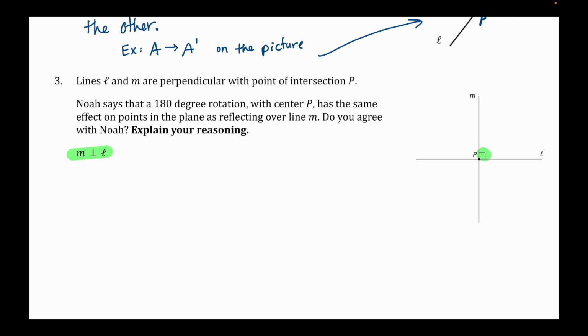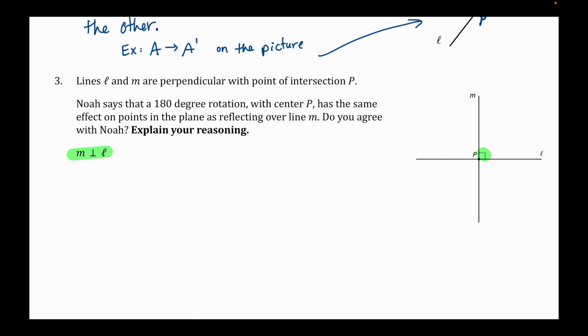Now, a reflection across a line is like creating a perpendicular bisector, and if we had one point, we would then be creating our other point. So if I had a point here, I would be creating a perpendicular bisection of it. It is line M. So we would be creating the segment that would be perpendicularly bisected by M. Now, he's saying that a 180-degree rotation with center P would have that same effect.